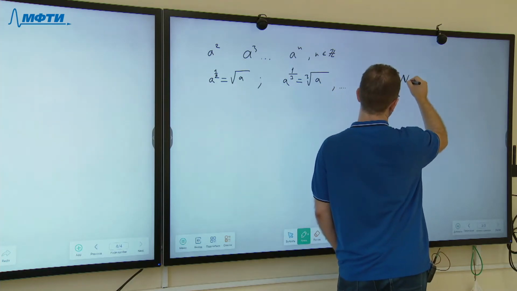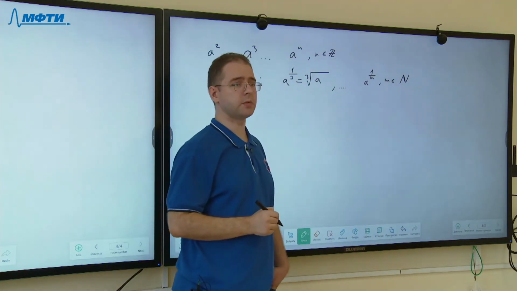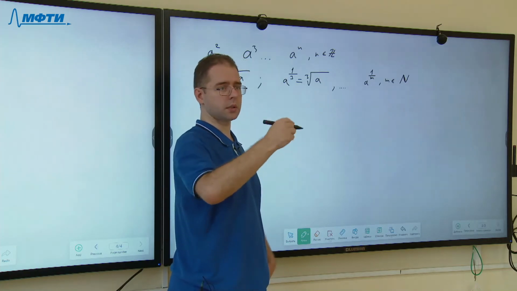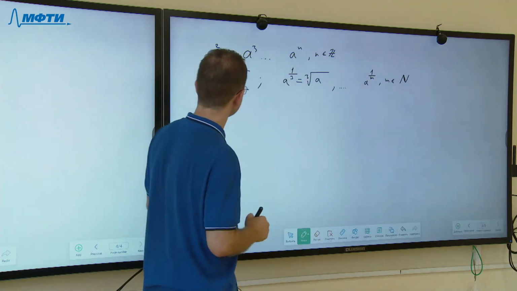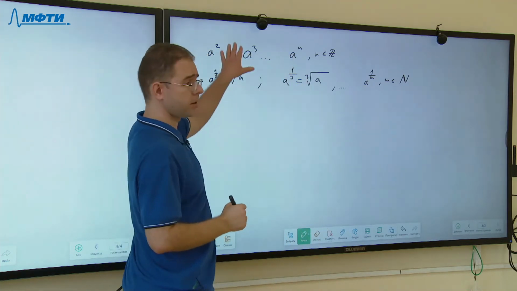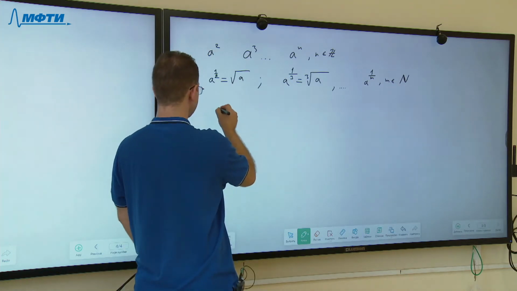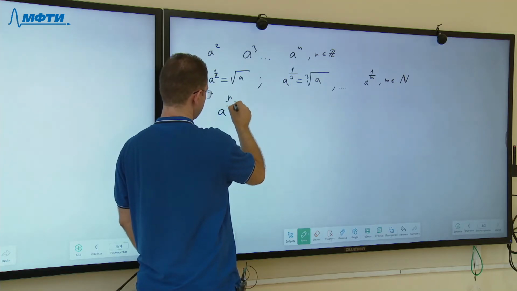This is how I'm going to denote the set of natural numbers. Natural numbers are numbers 1, 2, 3, and so on, starting at 1. Combining those two ideas, I can raise a to power n divided by m.